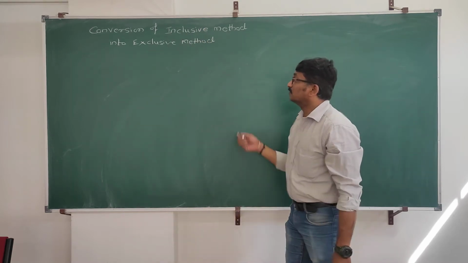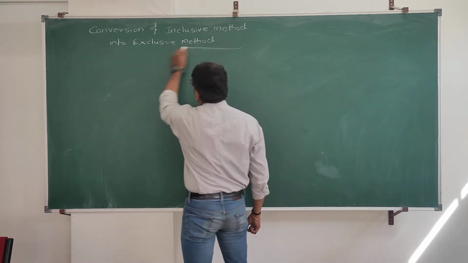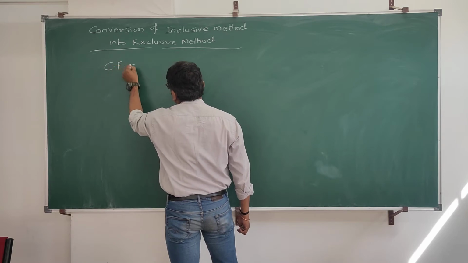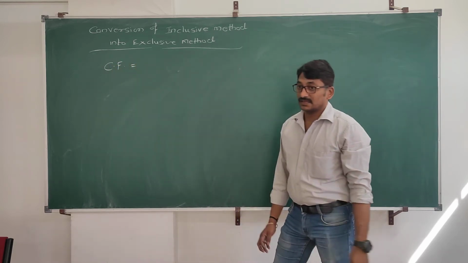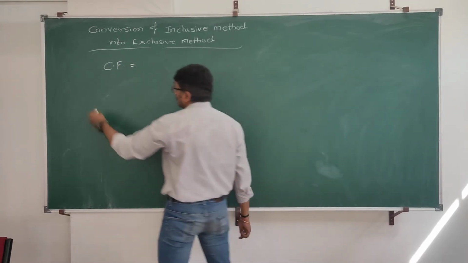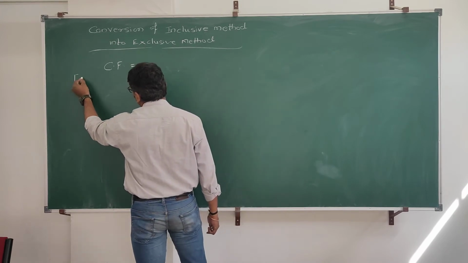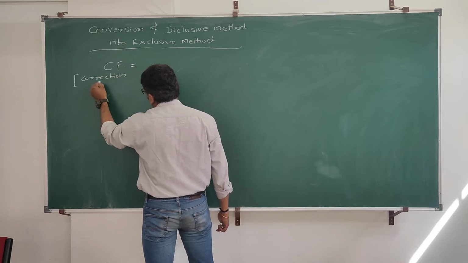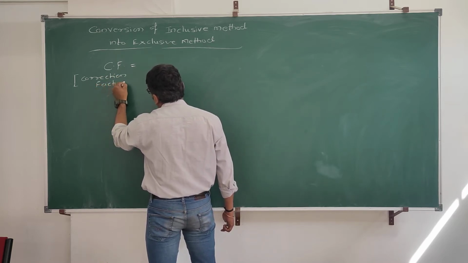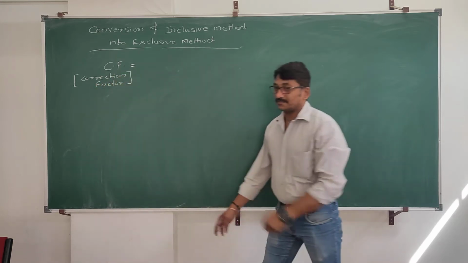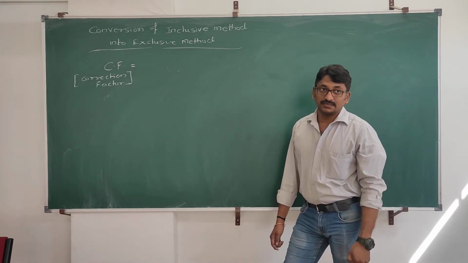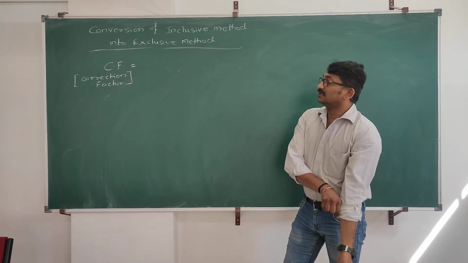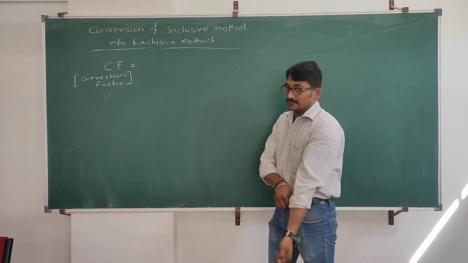Now to convert inclusive method into exclusive, we have to use this formula which is known as CF. CF is nothing but correction factor. By using this correction factor, you can easily convert inclusive method into exclusive method.